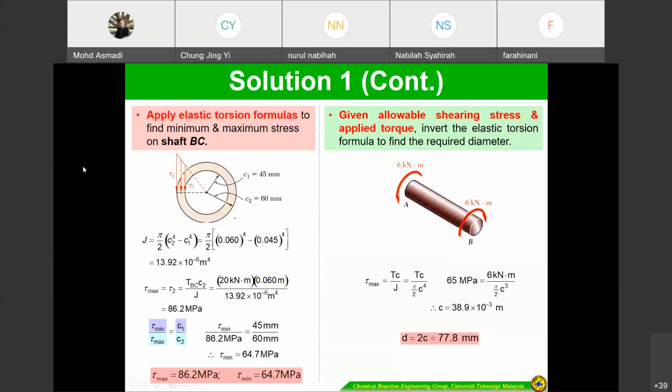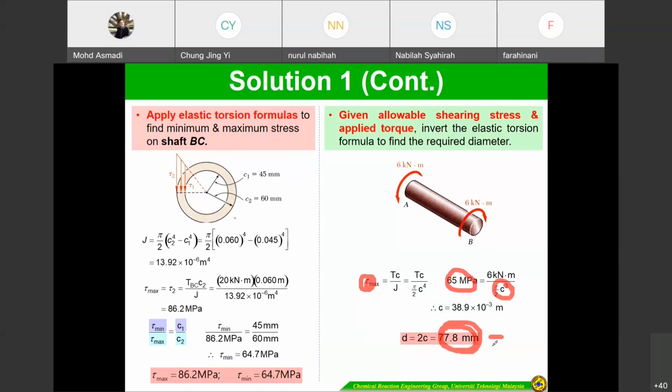For part B, what we have to do is determine the diameter d of shafts AB and CD. How can we determine this diameter? The shearing stress is given as 65 megapascal. Since it's given, you just do a back calculation: substitute tau max with 65 and determine the diameter. So we can get the diameter for shafts AB and CD.